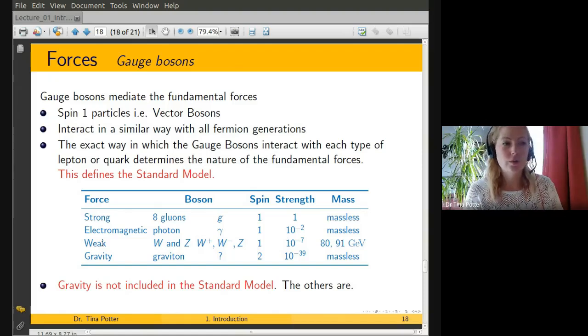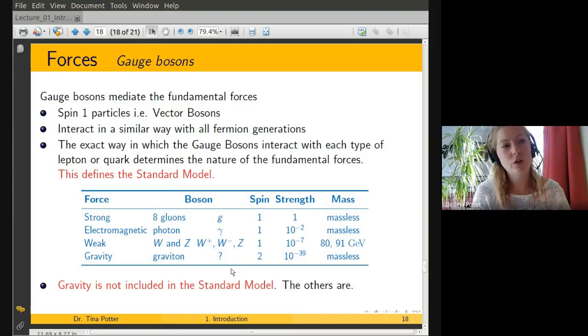Then let's go to the weak force. Instead of just one type of boson here, we've got two charged ones, the W plus and the W minus, and the neutral Z boson. They're all spin 1. These bosons are actually not massless. They are massive. The W bosons are about 80 GeV, and the Z boson is about 90 GeV. And the strength of the weak force is even weaker again, about 10 to the minus 7 of the strong force's strength.